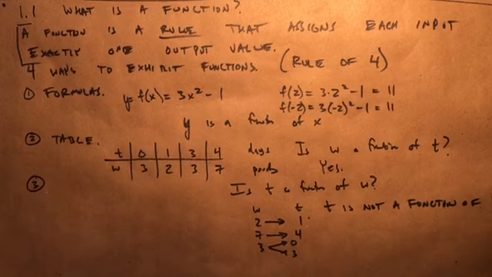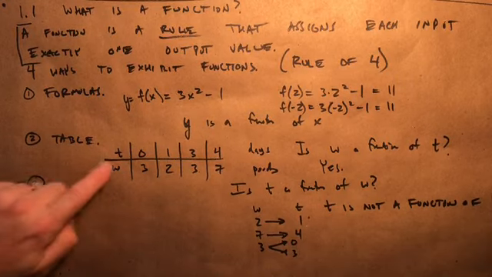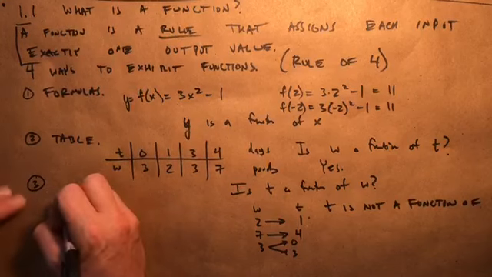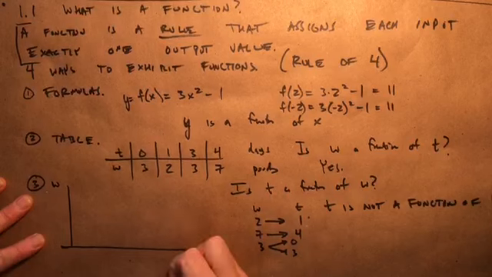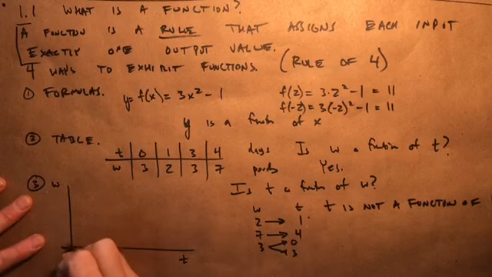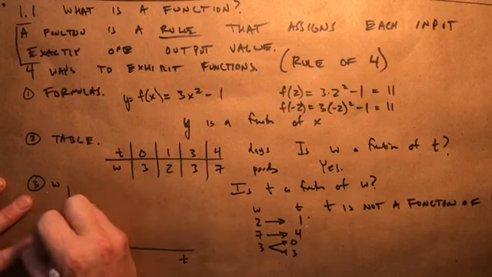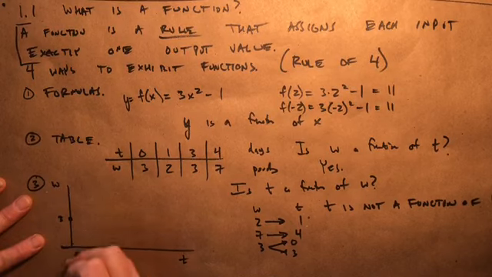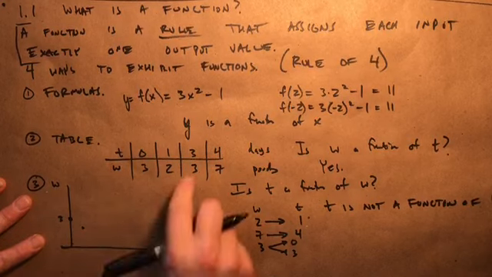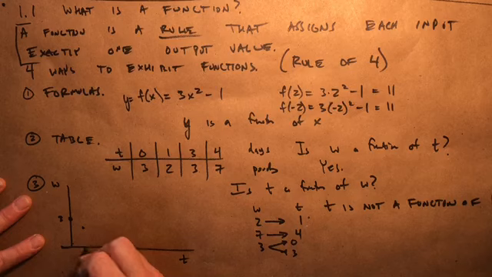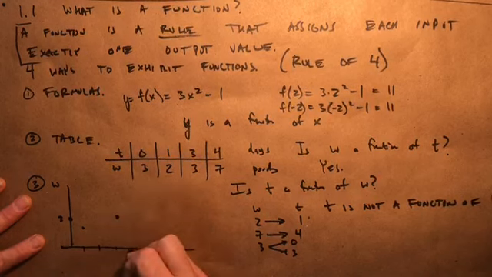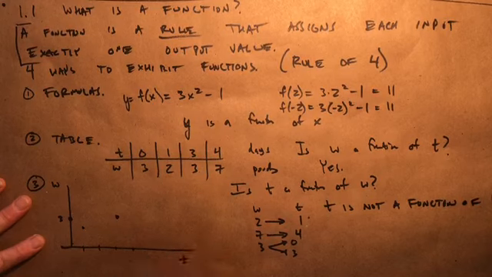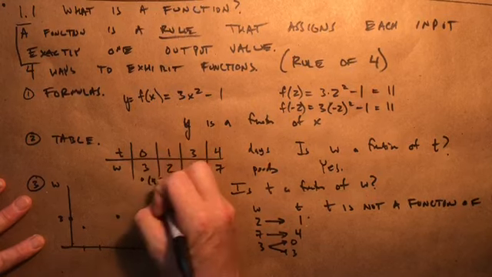I think the third way we can envision functions is some sort of graph. And I'm going to use this exact same data set here. I'm going to have a w-axis, I'm going to have a t-axis, and we had 0, 3, and we had 1, 2, and we had 3, 3, and we had 4, 7. I think I'm going to have to break off the charts. Here we go. That's 4, 7.